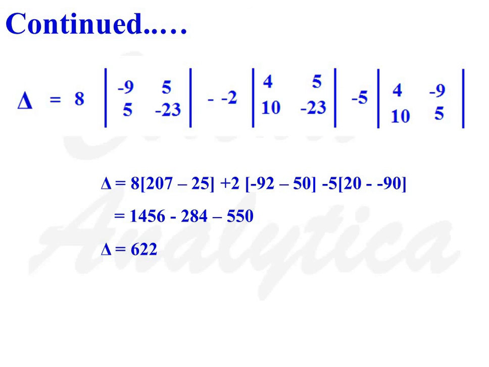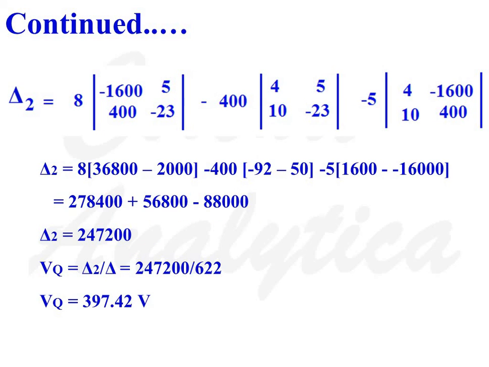So we will get delta is equal to 622 and delta 2 is equal to 2,47,200. So Vq is equal to delta 2 divided by delta, that is equal to 2,47,200 divided by 622. We will get Vq is equal to 397.42 volt.